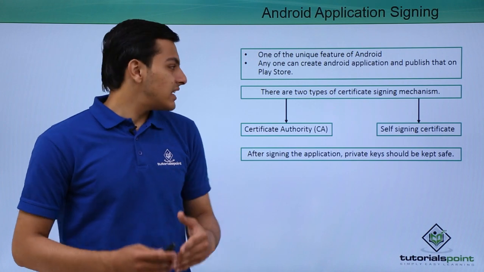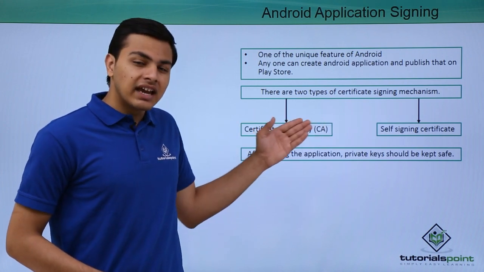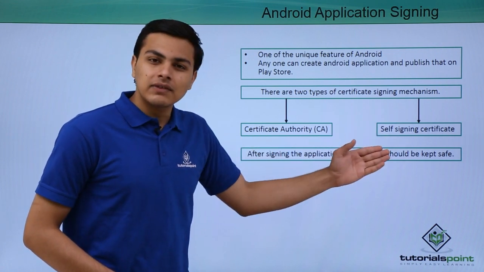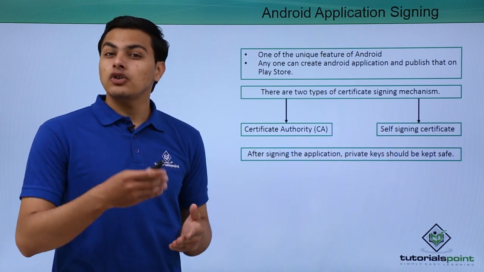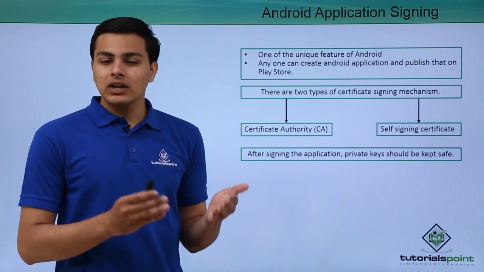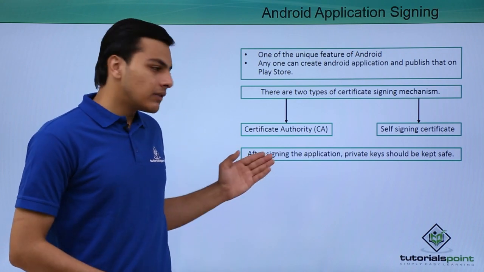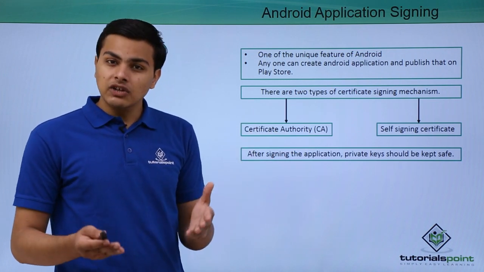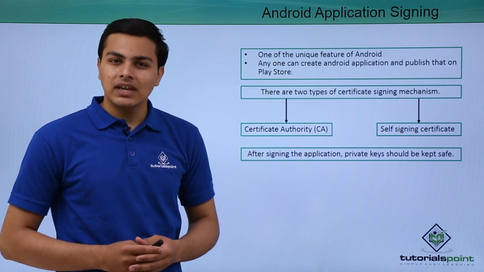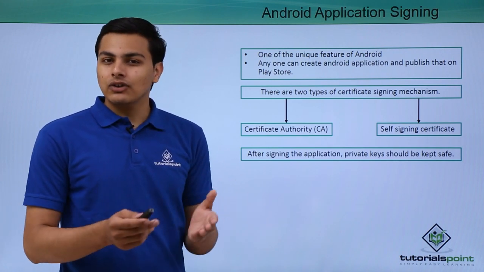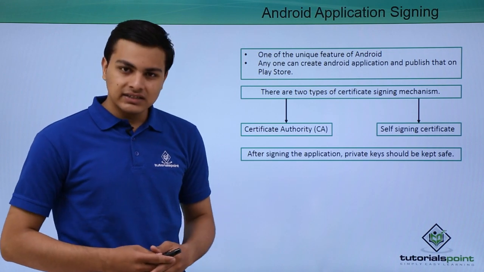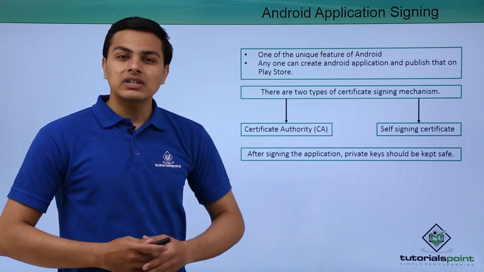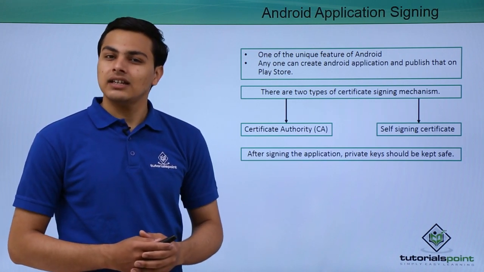Well, there are two types of certificate signing mechanism, that is certificate authority or self-signing certificate. If you don't want to create your own certificate, you can buy a certificate from a certificate authority, and with the help of that certificate you can sign the application. Otherwise you can create your own custom certificate by using different algorithms, encryption and cryptographic techniques, that is categorized as a self-signing certificate, and then you can sign the application using the self-signing certificate.